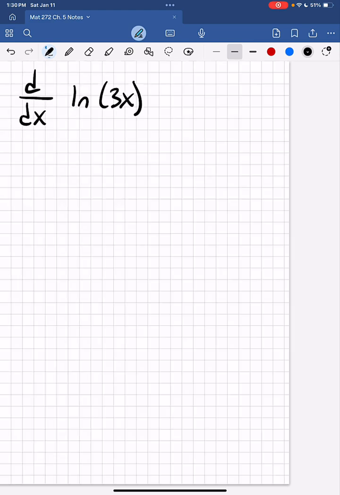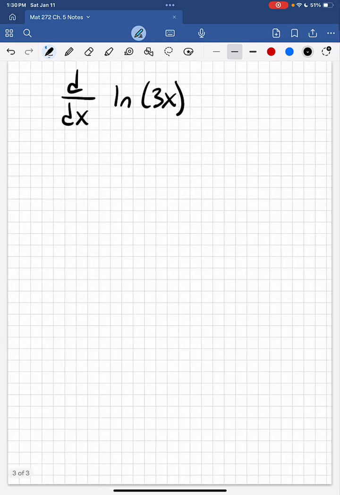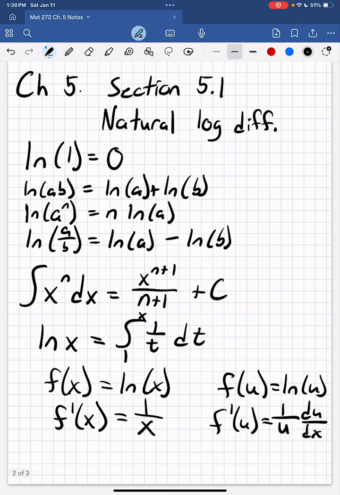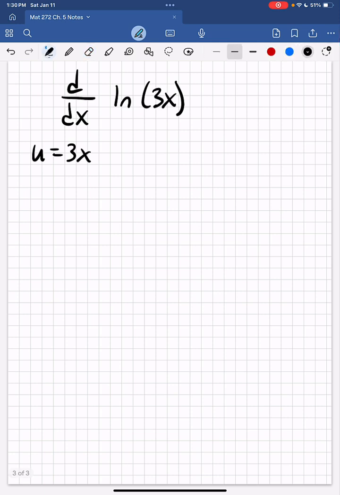So let's do an example here. Okay. So let's say we want to find the derivative of the natural log of 3x. Well, u is 3x, but according to my differentiation based on the chain rule, right? This is all based on the chain rule. Take the derivative and then multiply by the chain. So then du dx would be 3.